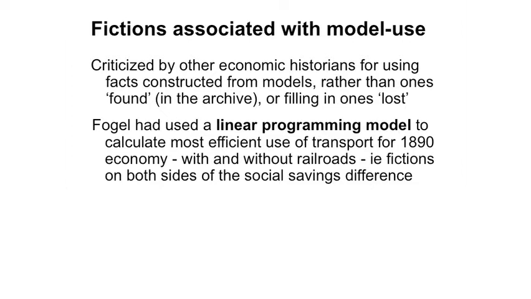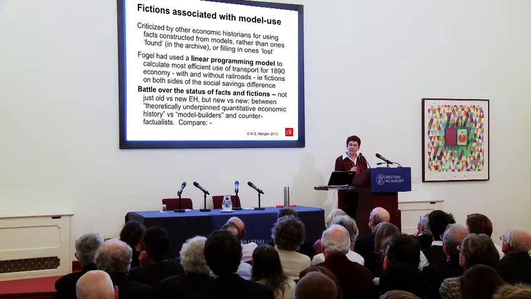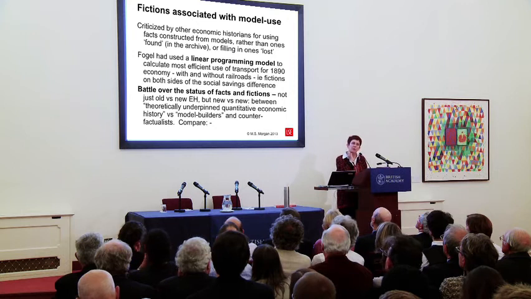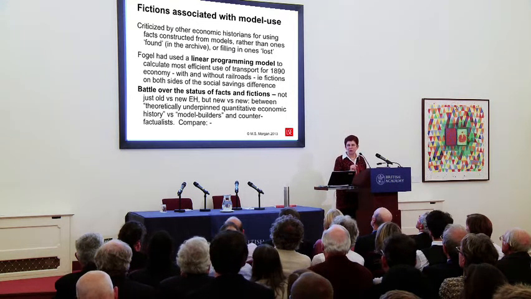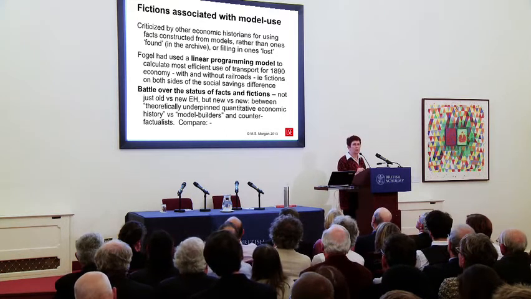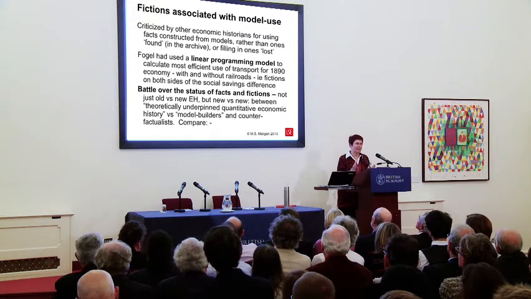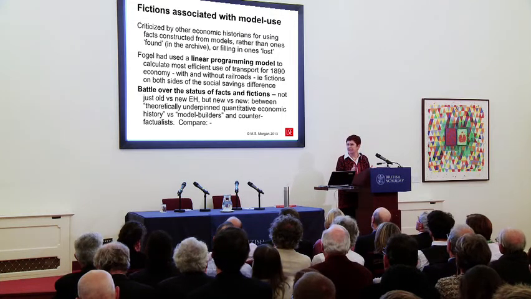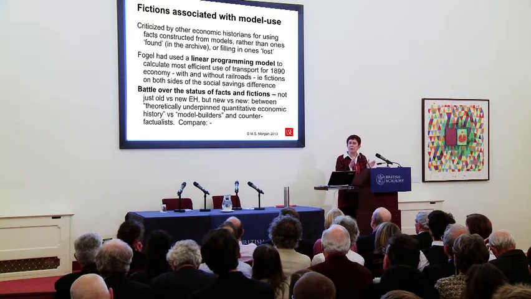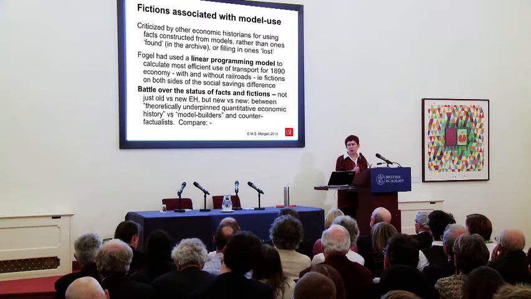Vogel had actually used what's called a linear programming model to calculate the most efficient use of transport for the 1890 economy, with and without railroads. In other words, there's fictions on both sides of this social saving argument. Because the linear programming model was used to calculate the most efficient use with the railroads, not the actual use with the railroads. So it wasn't as if he counted what it actually cost to transport goods in 1890. He'd assumed that people could have been more efficient and calculated the most efficient set of routes and the most efficient set of prices that would go along with that.